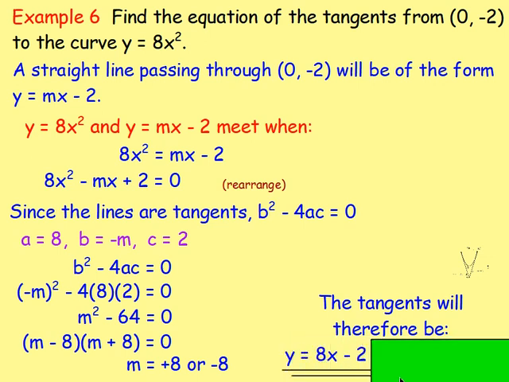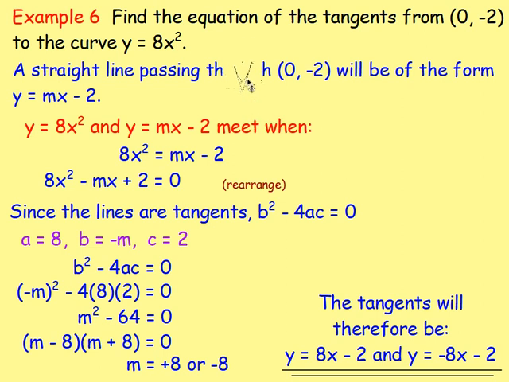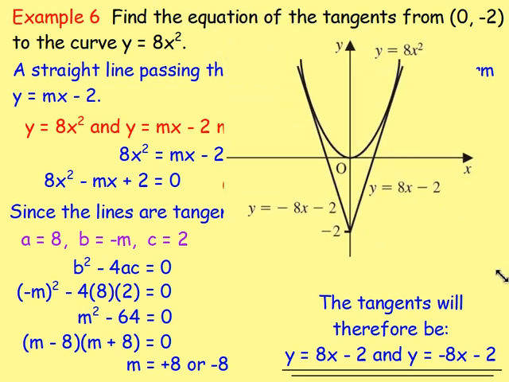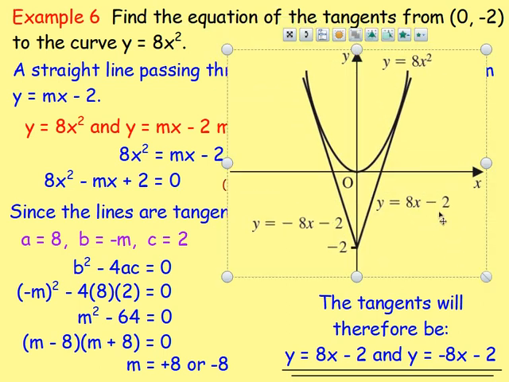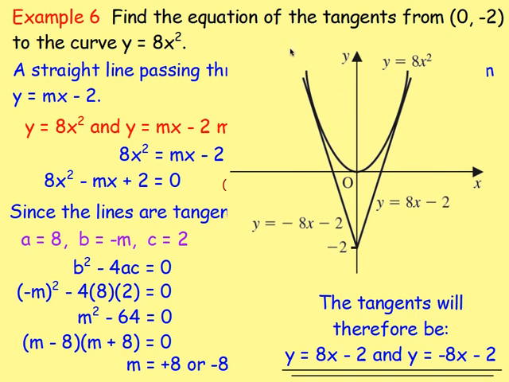We'll have y equals positive 8x minus 2, and we'll also have y equals negative 8x minus 2. Again, you could go away and check that and graph it. And if you graph it, that is what you will find. So there is the curve, y equals 8x squared, and those are your two tangents coming from that 0, negative 2. That line is touching just at 1 point, and this straight line here again is touching just at 1 point.